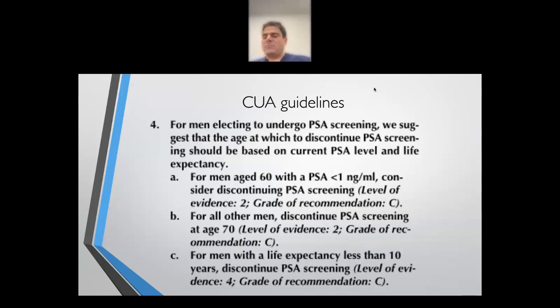Next. For men who are having PSA screening, if they're at the age of 60 with a PSA less than 1, no more PSA. For all other men, discontinue the PSA screening at the age of 70. Now, you have to remember, this came out in 2017, and we're saying 10 years of life expectancy. The life expectancy of the Canadian male is more than 70, it was not like 77 or 80, now it's a bit higher. So I would say you can do the screening in a man who has more than 10 years of life expectancy, period. This is in my opinion. For men with less than 10 years, please do not do it.